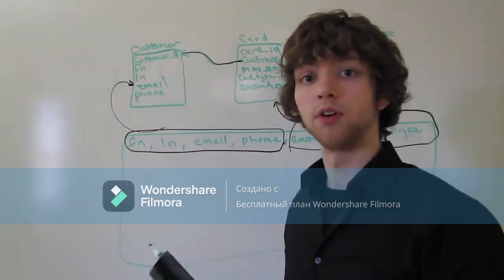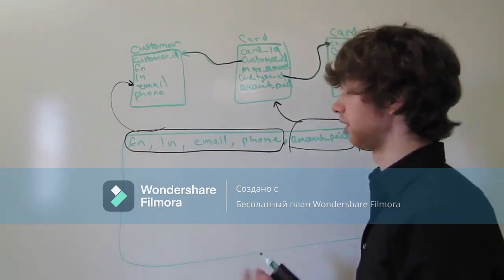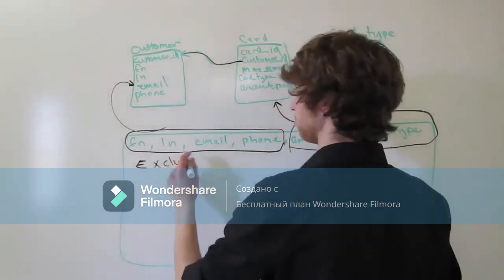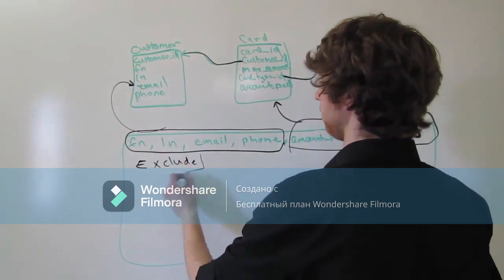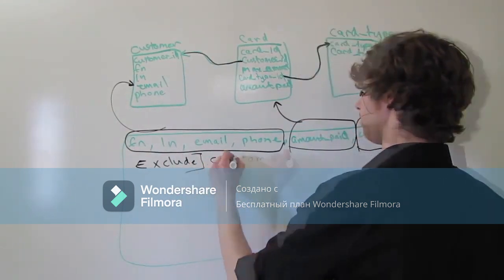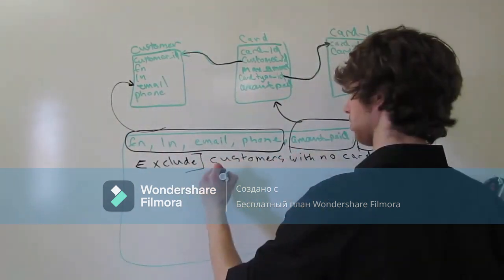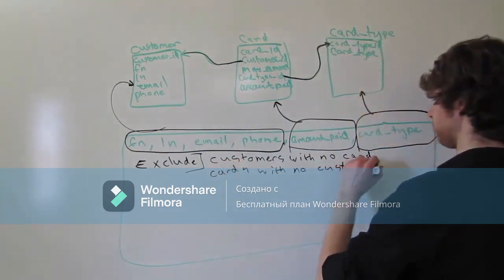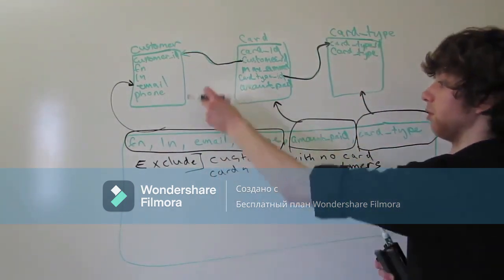So this table first is going to exclude, here I'll just write out what it's going to exclude. This isn't part of the table, but I'm just putting it here. It's going to exclude customers with no card, cards with no customers. That's going to be the first join condition, because we're going from here.